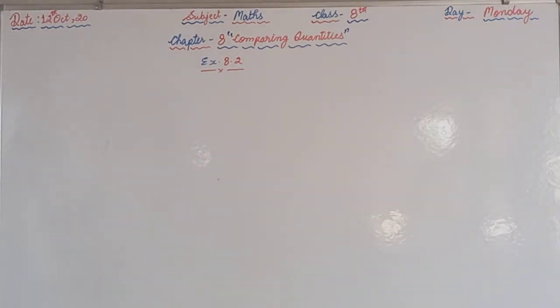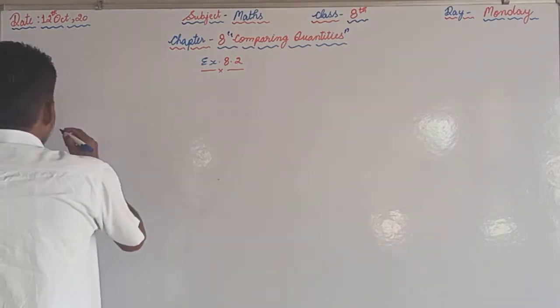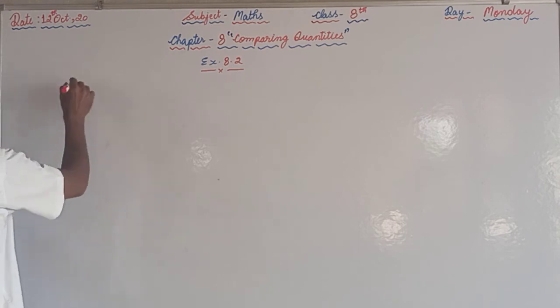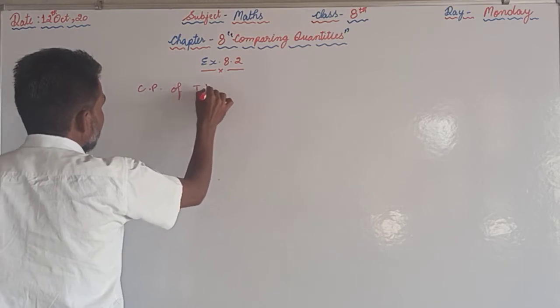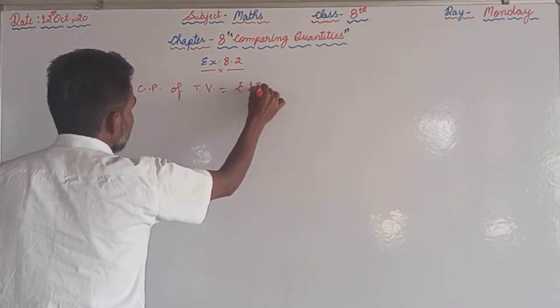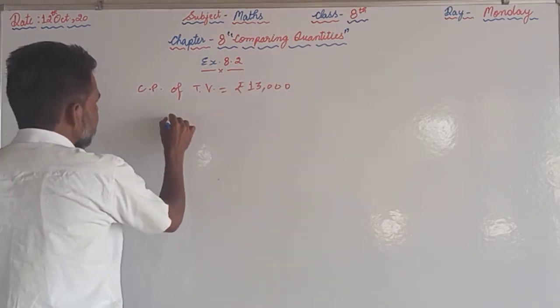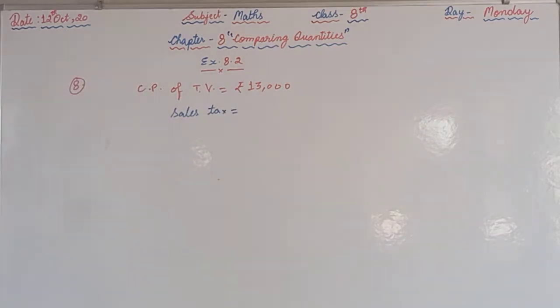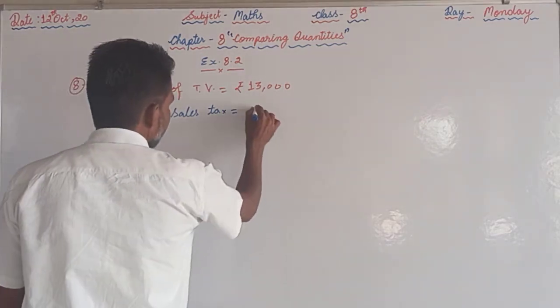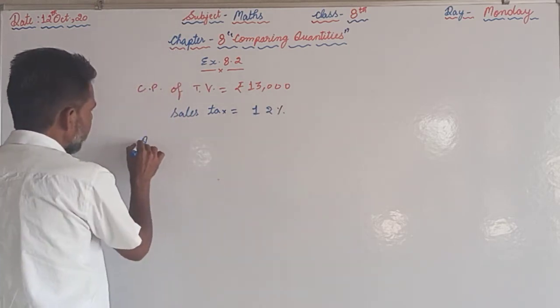Question number 8: the CP of a TV is rupees 13,000 and sales tax is charged on it at the rate of 12%. Find the amount to be paid. So question number 8, CP of TV is given, rupees 13,000, and sales tax is 12%. Find the amount to be paid.